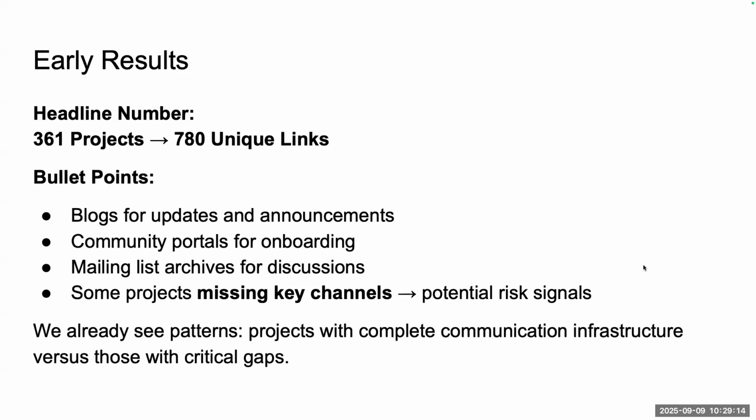Yeah, so early results. From the 361 projects, we've been able to extract about 780 unique links that cut across blogs, Slack community URLs, and several other communication channels, which are some of the bullet points that are here. We have the community portals, the mailing lists for most Apache projects, and a few of them have Slack channels. And we already see that some of them are missing, which we will present better when we start to present things in tables, which is part of our research plan anyway. So we already see those patterns and we look forward to communicating them in more tables in the future. Next slide.